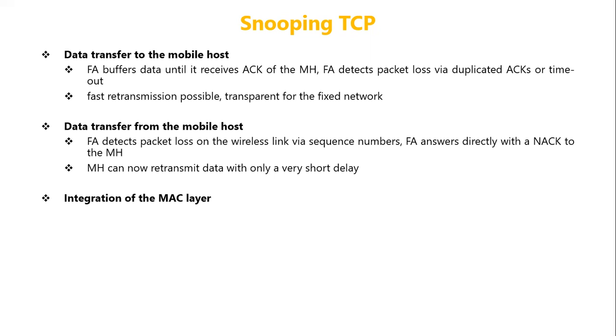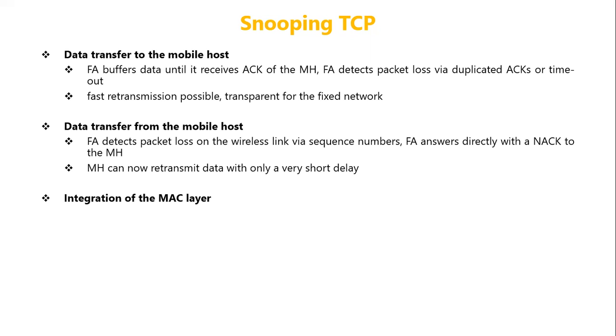Okay, then the foreign agent immediately answers with the negative acknowledgement. Suppose after packet 1, packet 3 is coming instead of packet 2, then it means that packet 2 was lost in the wireless link. Here the communication is from the mobile node to the correspondent host, but in between the foreign agent is snooping, and it identifies that packet 1 is coming, after that packet 3 is coming, so packet 2 is missing, so it sends a negative acknowledgement for packet 2.